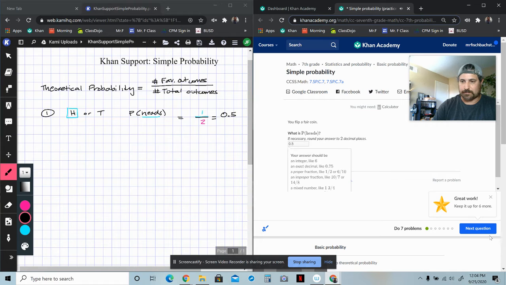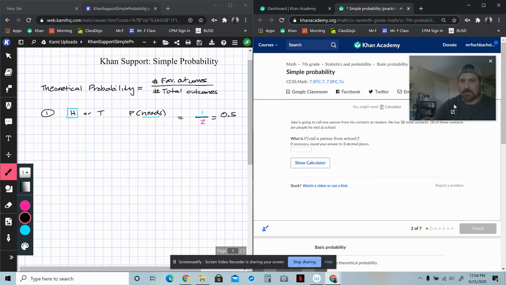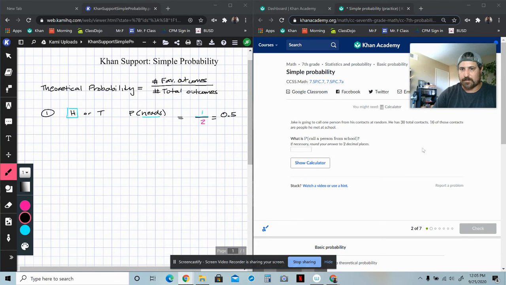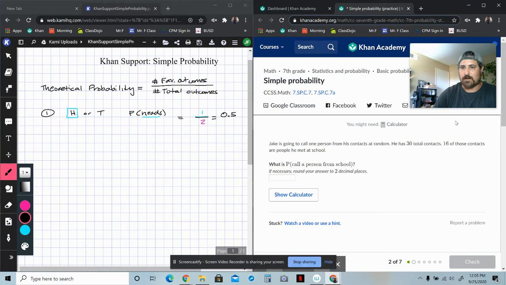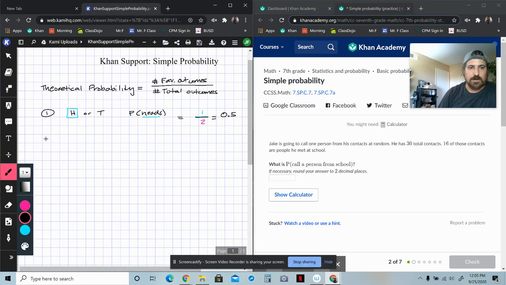Next one. The next problem here, let me move my little floating head up, and let me see if I can zoom in a little bit for you guys so we can see these a little clearer. There we go. This one says, Jake is going to call one person from his contacts at random. He has 30 contacts. 16 of those contacts are people he met at school. What is the probability he'll call a person from school? Once again, let's do the work out.